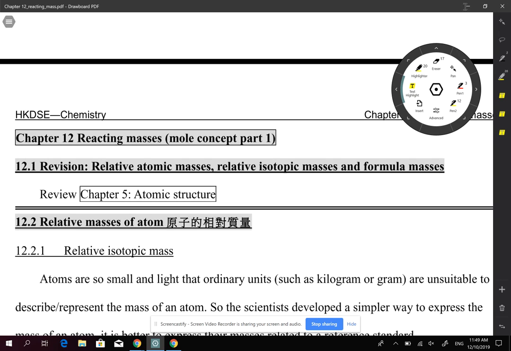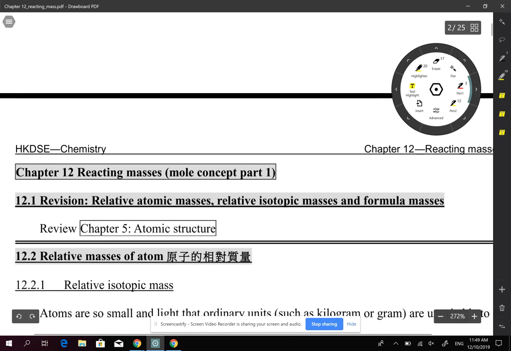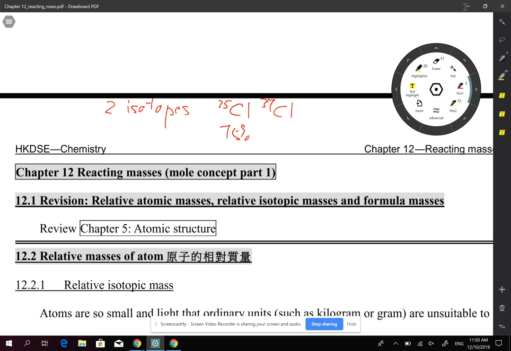No. Relative atomic mass is, if you forget, we have two isotopes. Okay, for example, magnesium. For example, chlorine. For example, we have chlorine 35 and chlorine 37. Okay, and we have the relative abundance. 35 is 75%, and 37 is 25%. Still remember? Yes. Okay, we need to calculate the relative atomic mass. Okay, how to calculate?